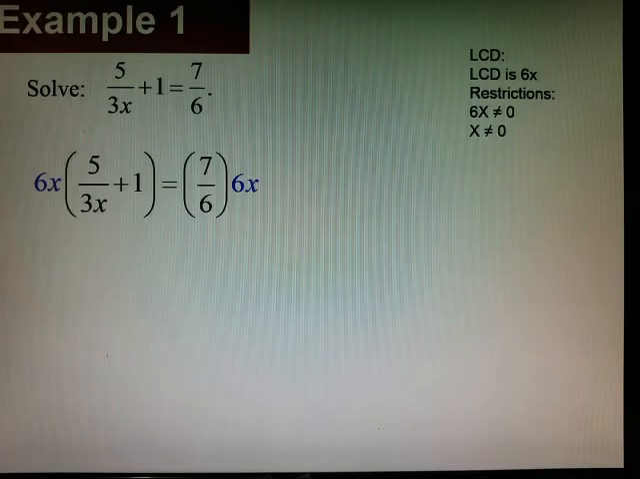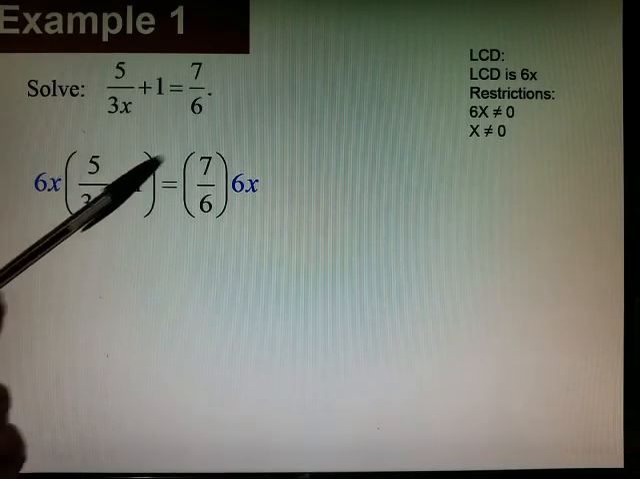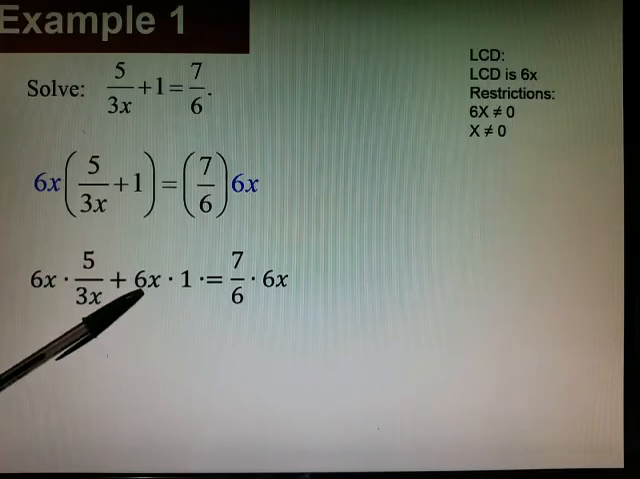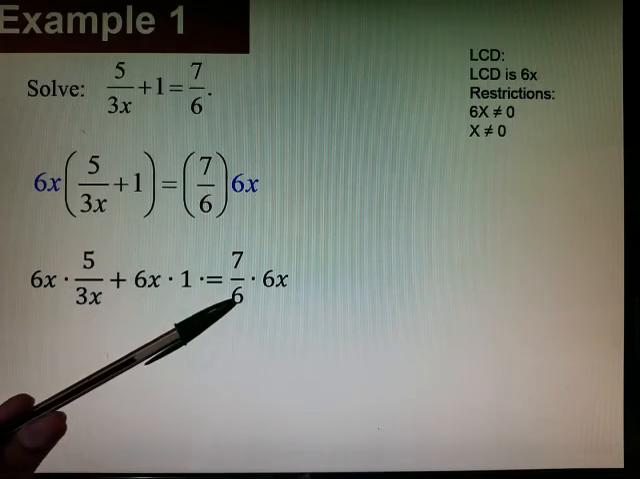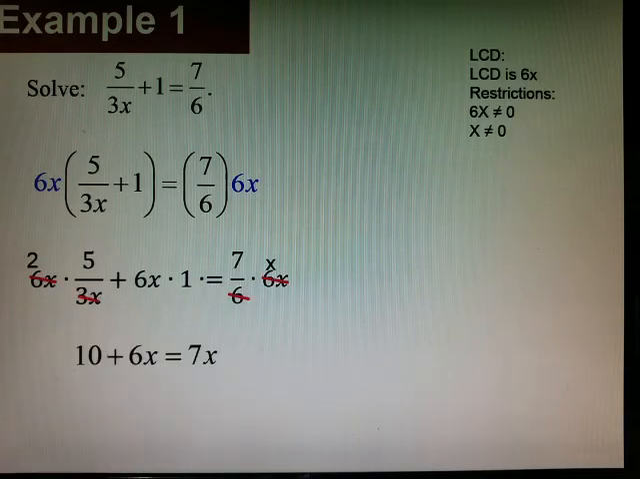Now I'm going to multiply every single one of these fractions by that least common denominator. So I'm going to take 6x times the first fraction, 6x times the second, 6x times the third one. Now in doing so, this 3x divides into 6x 2 times. So that's going to give me 2 times 5. This will just say 6x times 1. In this situation, the 6's divide, they reduce, and that would give me 7x.